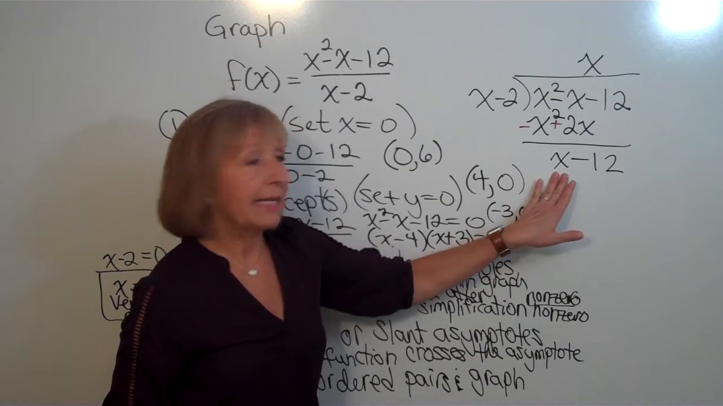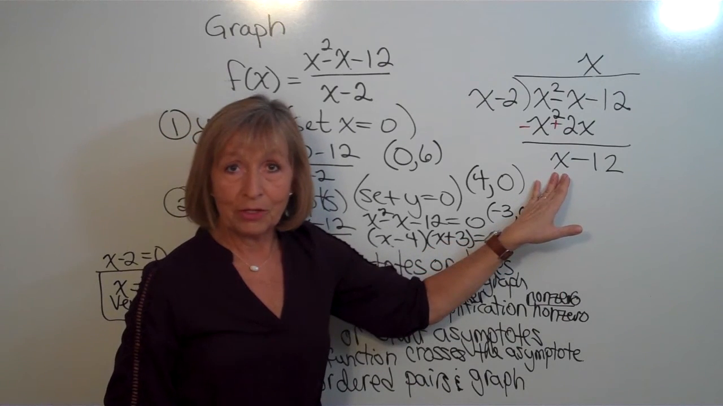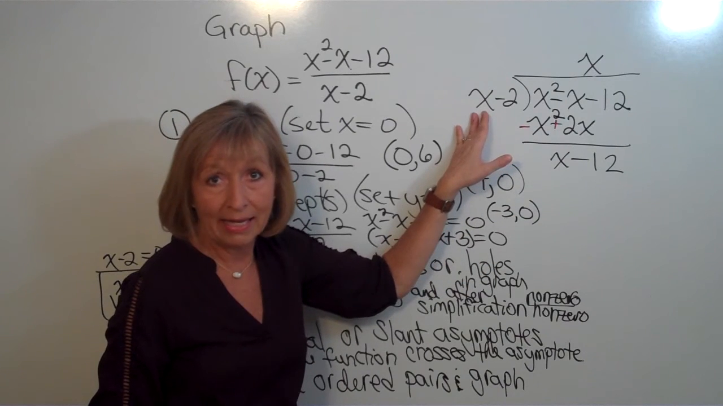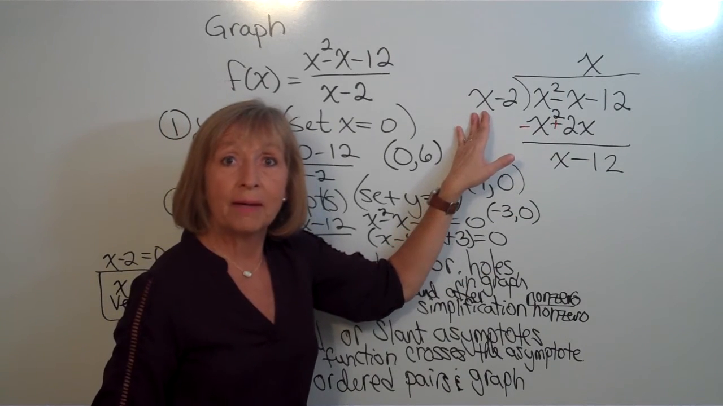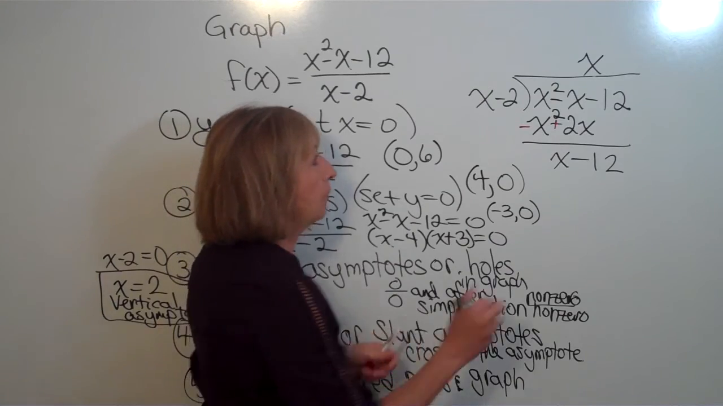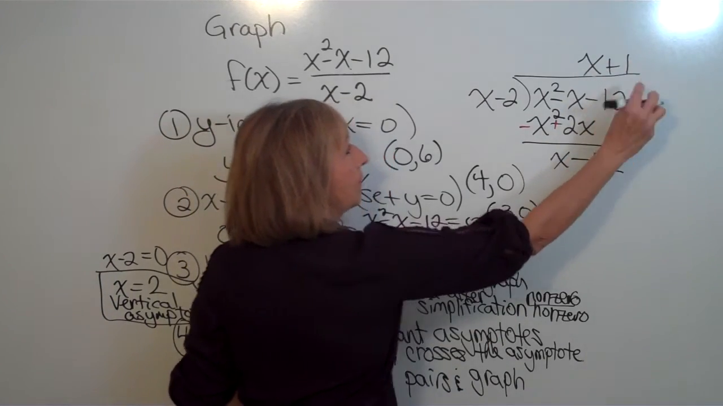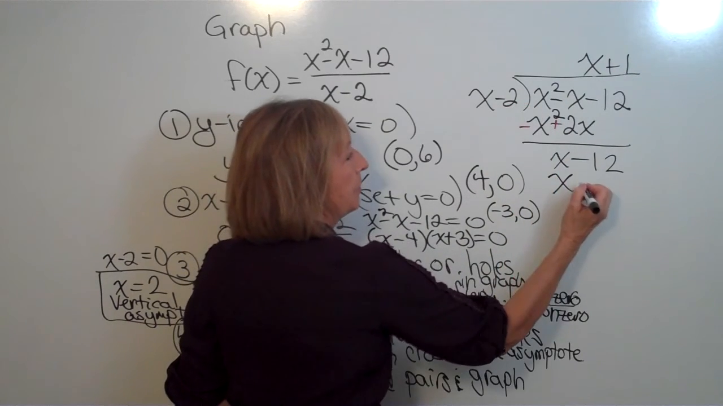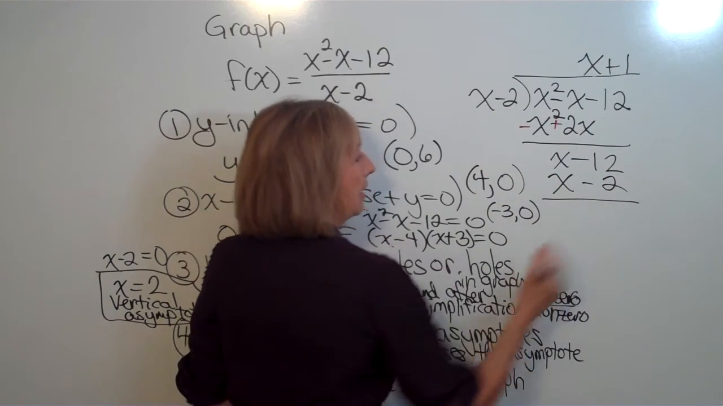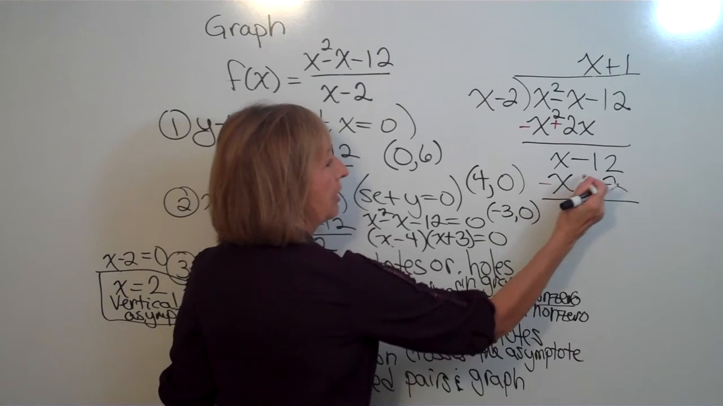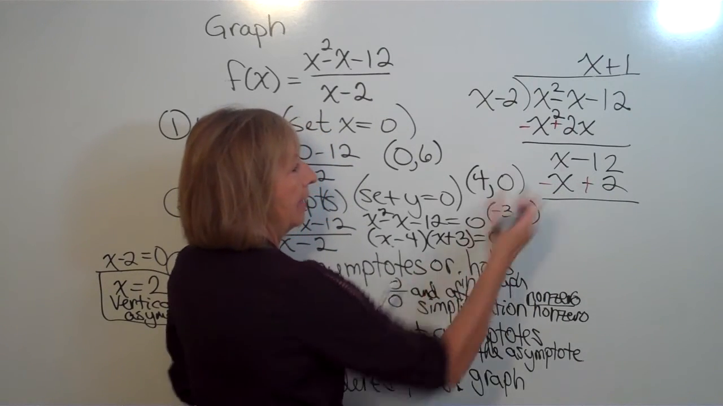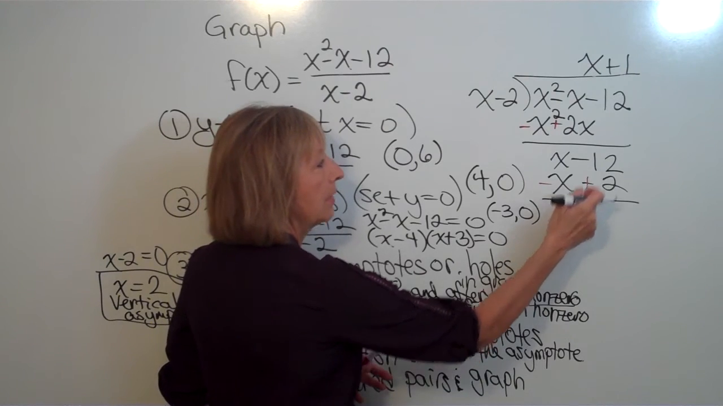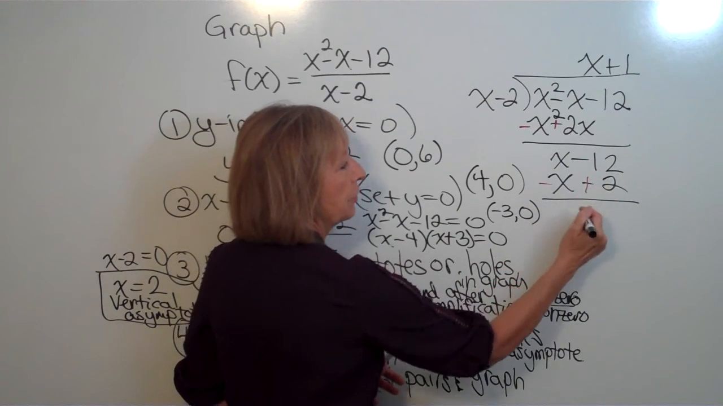And then do it again. The first term of what you're dividing into, x, divided by the first term of what you're dividing by, x. Well, x divided by x is 1. So I write plus 1. 1 times x is x. 1 times negative 2 is a minus 2. Then I subtract. So I change the signs and combine. X combined with negative x is no x's, they cancel out. And then negative 12 plus 2 is a negative 10.